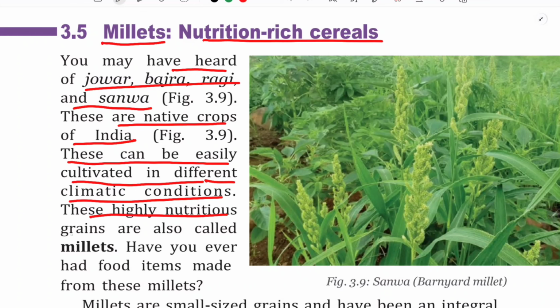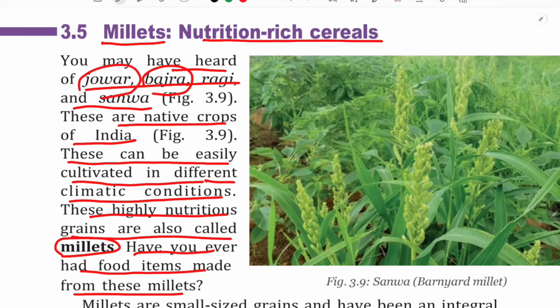These highly nutritious grains are also called millets. So these are known as millets, okay? Have you ever had food items made from these millets? Like we used to have bajra rotis, jowar roti, isn't it?